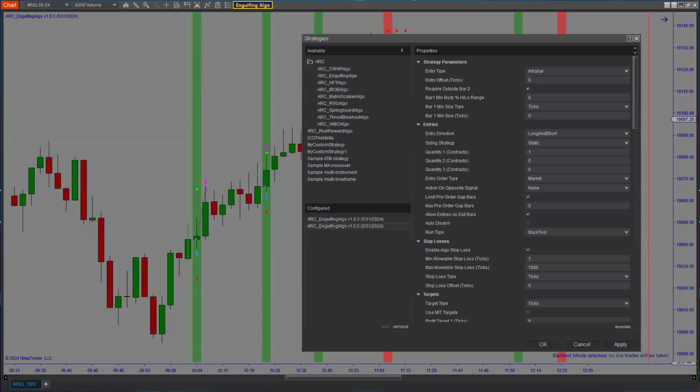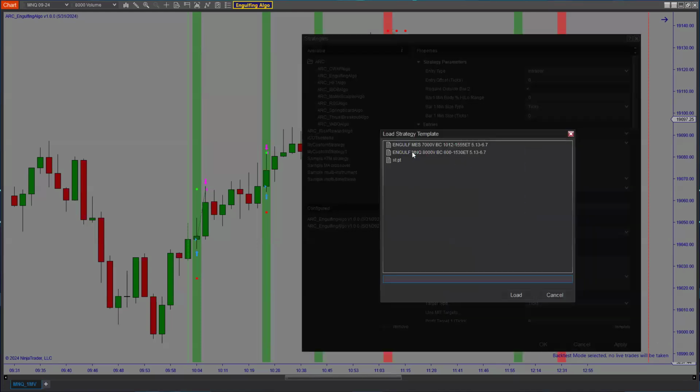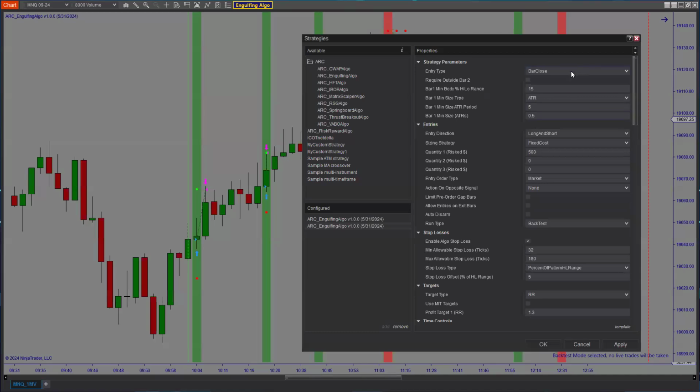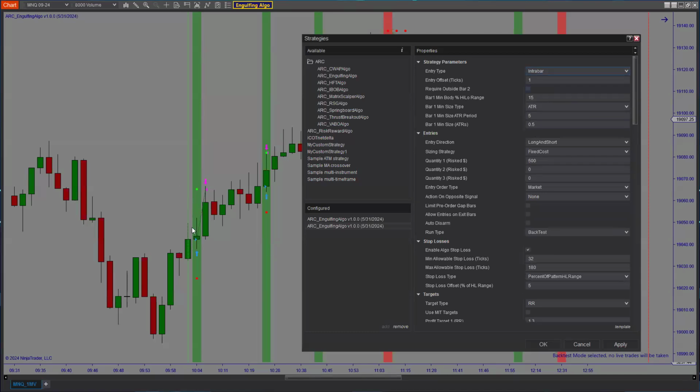So we have two different entry types. We have intra-bar and bar close. Intra-bar means, actually, let me pull up these same settings. There we go. Intra-bar means it's going to trade the break of the candle that engulfed. So first off, let's look at the signal. We have a down bar and an up bar. It's a two-bar pattern. The up bar body needs to engulf the body of the previous bar, which we can clearly see those conditions are met here. So that is a signal.